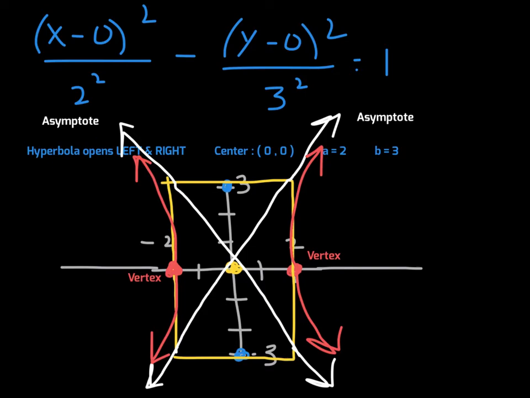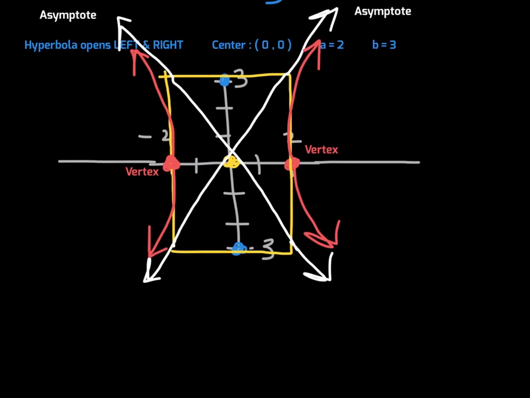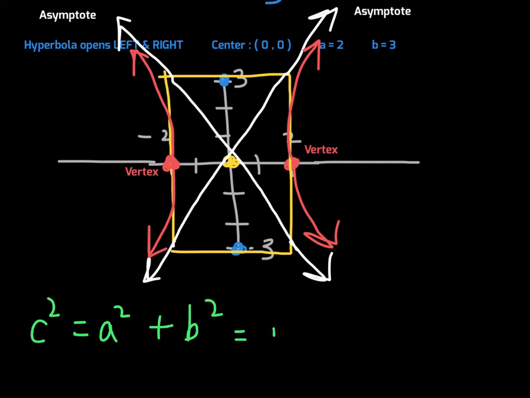Let me move this up a little bit, okay? Now, your foci are found by using this equation. c squared is equal to a squared plus b squared, okay? So then it's equal to, a squared is 4, right? And then b squared is 9. So it's equal to 13. That's what c squared is equal to. So then c is equal to the square root of 13, right? After taking the square root of both sides.